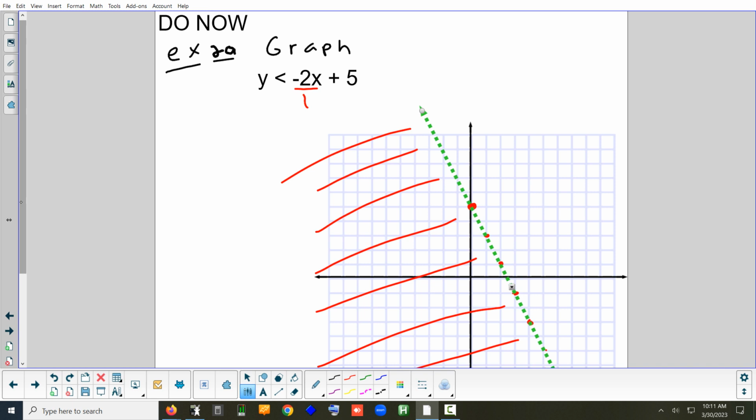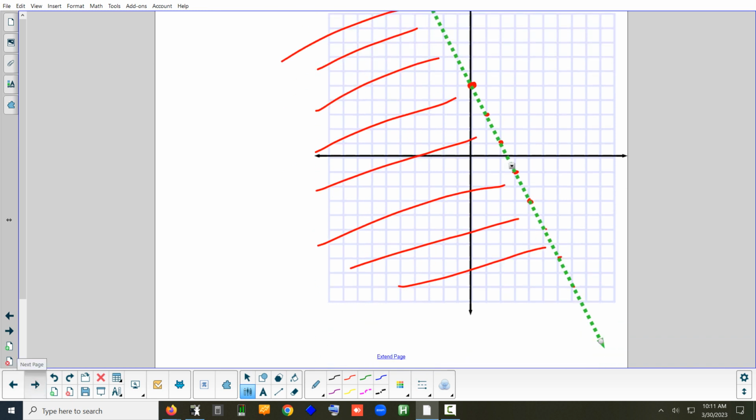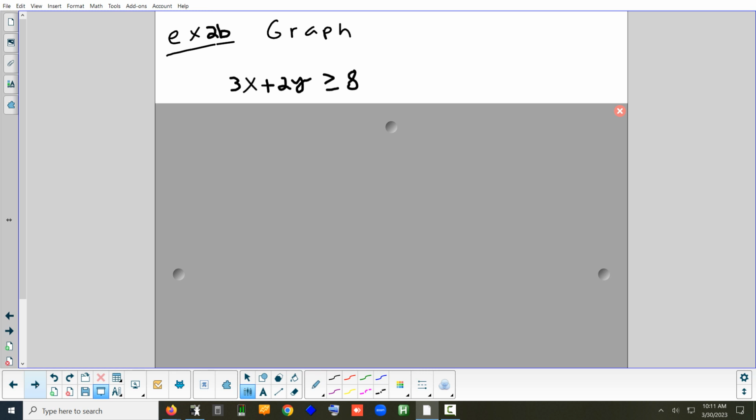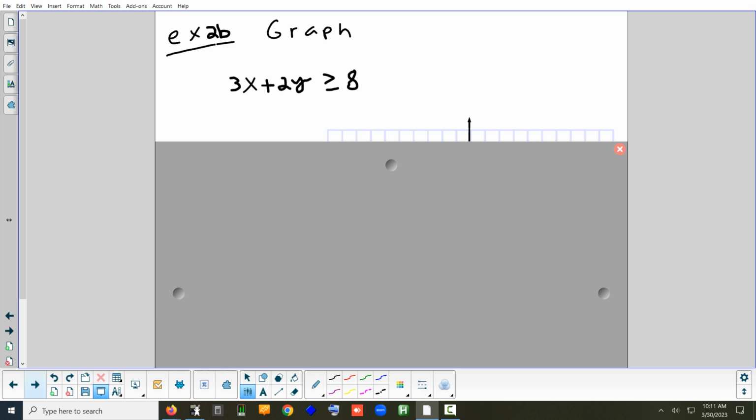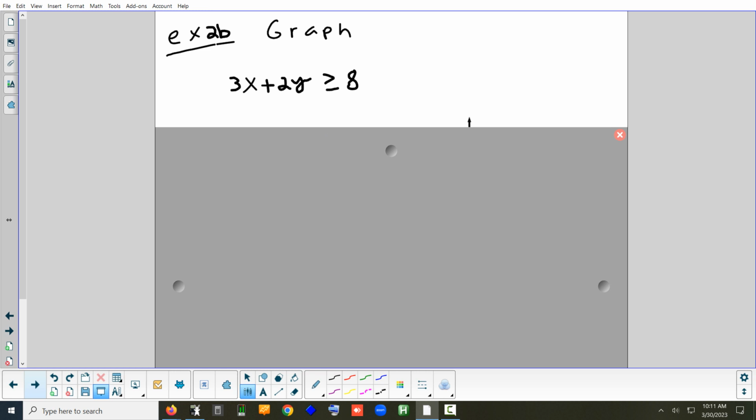Abby, in this one, which letter was already by itself? The Y. Okay, and that's what we want. In example 2b, it's not. I'm going to fix that. I want to change one of those numbers, so don't write that yet. Let's just make this a 4, just to make the numbers come out nicer. So it's 4x plus 2y is greater than or equal to 8.